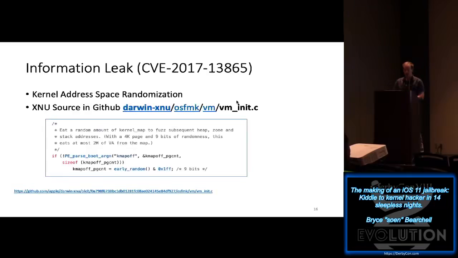The information leak is needed because the kernel, upon boot, has 9 bits of random entropy in where it's loaded into memory. On Linux, I think this is 12. On Windows, it's 14. I'm guessing at 14. But so it's kernel address space randomization. You can't rely on ROP gadgets. You can't rely on other data structures being present if you don't have an information leak.